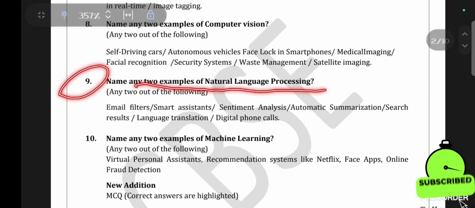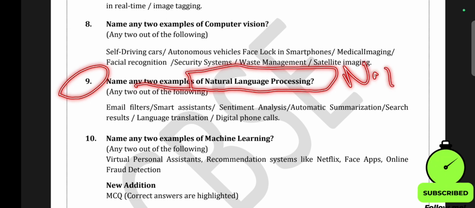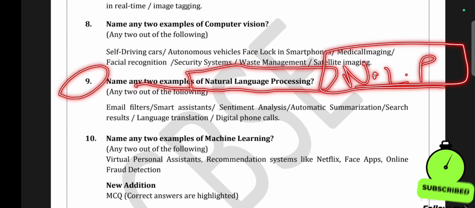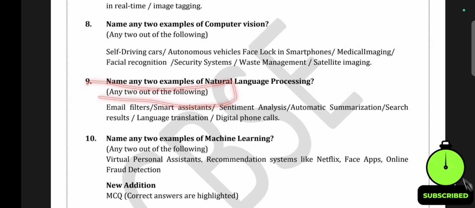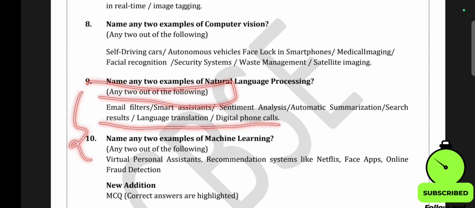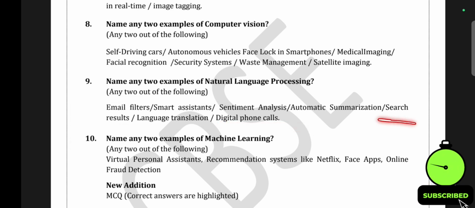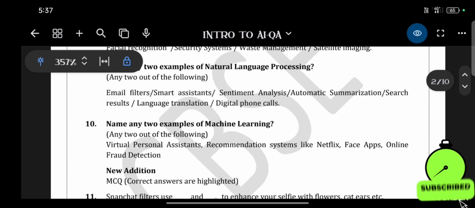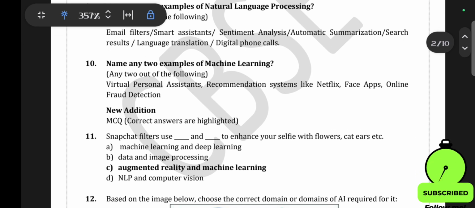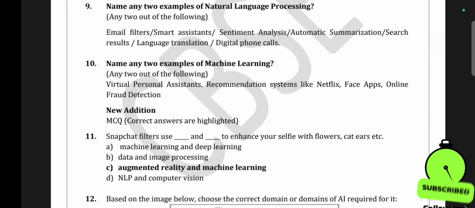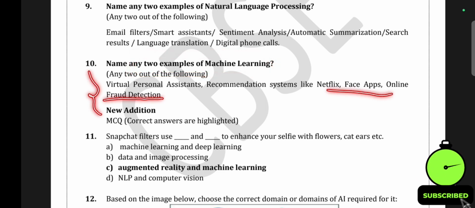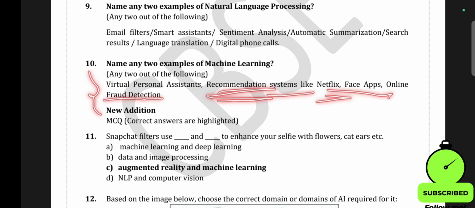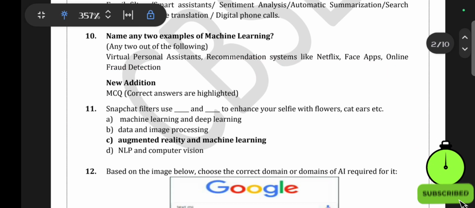Name any 2 examples of NLP, natural language processing. Any 2 you have to write. Here many are given. Okay. So digital phone calls, search results, email filters, etc. Give two examples of machine learning. Any two you have to write down: fraud detection, face apps, Netflix, recommendation system, personal assistants, etc.